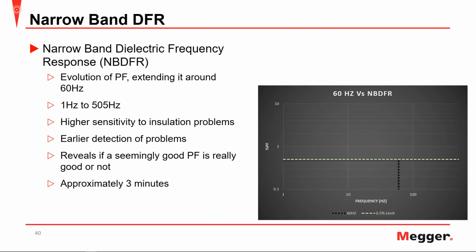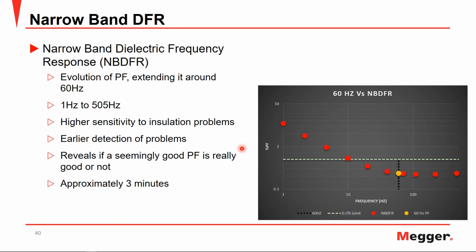Looking at an example, here we have this green or gray dotted line representing the 0.5 limit given by the IEEE. And then the black dotted line is the 60 Hertz line. So we have our 60 Hertz measurement, which comes out just above 0.2 for power factor, which we can see is well below the IEEE acceptance criteria, and we don't really see any concern with that. We would put it right back online, no problem, no questions asked.